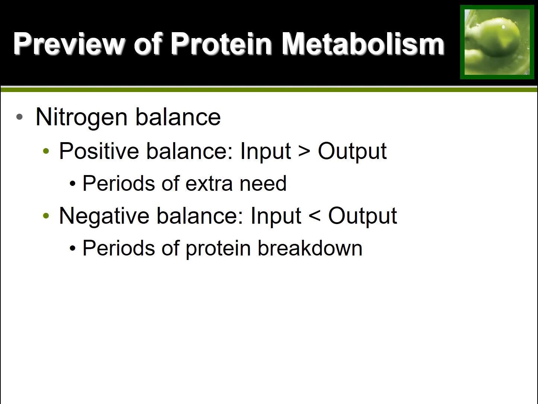Now we have negative balance on the other end of the spectrum, and that's going to be usually when you have some kind of breakdown of protein in your body. So, for example, let's say that we have someone who is starving, someone who's not eating. They're not putting much protein into their body, but they have a bunch of protein output. And this protein output is from all the muscle breakdown, the tissue breakdown, because their body is starving. So negative balance is when your intake is less than your output.